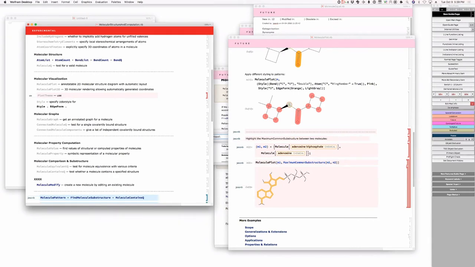color, etc. Styles for highlighted substructures, or just molecular substructures. Highlighting for molecular substructures, right? Yeah. Okay.